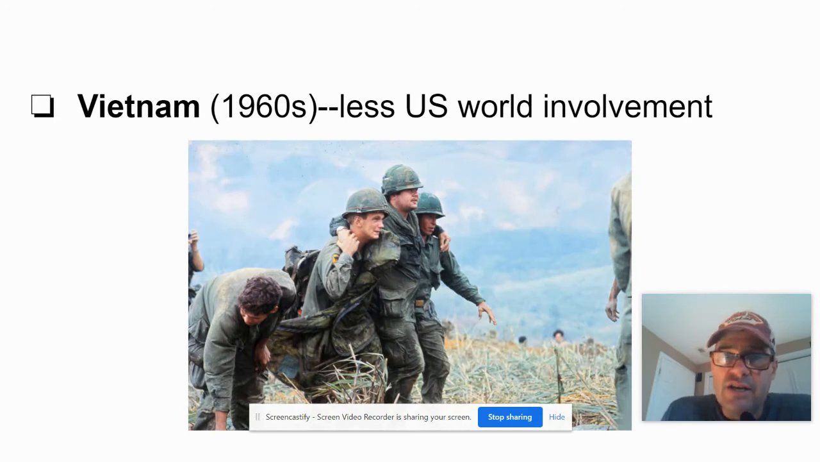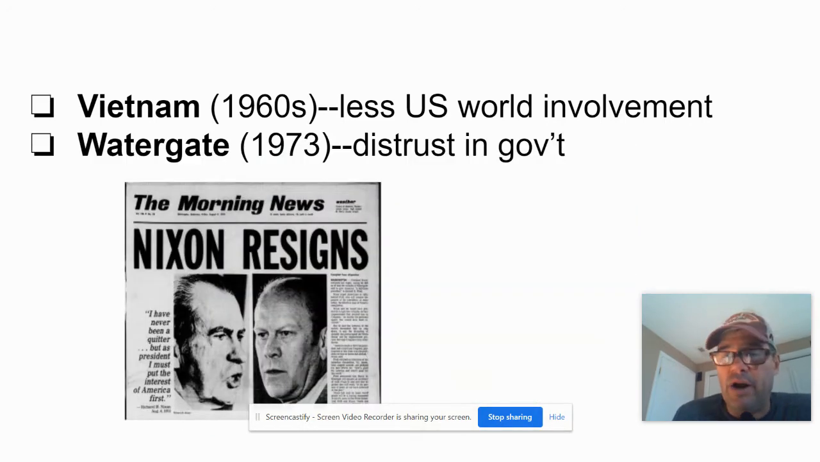In the 60s, there became a trend in American politics, in the 70s and 80s in particular, for less U.S. world involvement. Just kind of like, you know what? Not real great about putting American troops in harm's way. Vietnam really took America from being involved in the world to being a little more questionable about that. So less U.S. involvement, and that, by the way, across both political parties.